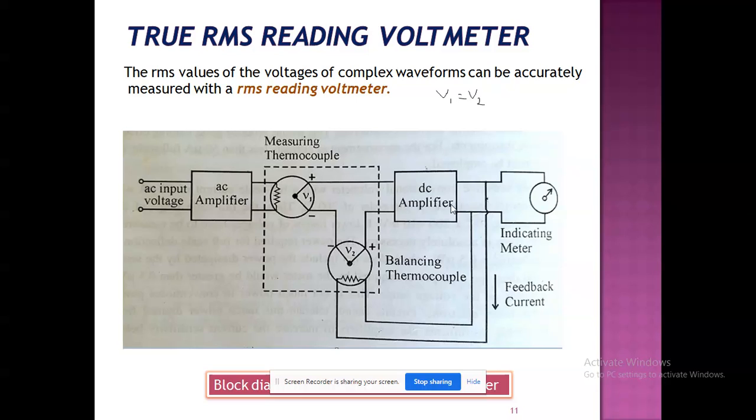Basically, a true RMS reading voltmeter is used to measure the RMS value of complex waveforms accurately. And here the bridge is said to be balanced when the output voltage of the measuring thermocouple V1 is equal to the output voltage of the balancing thermocouple V2.